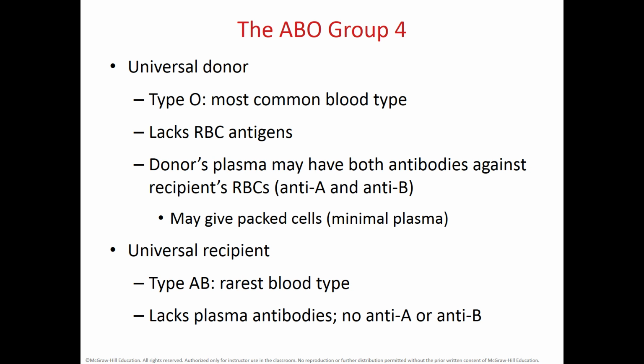Now the universal recipient will be AB positive. This is the rarest type of blood, and in this case the person can receive any type of blood because AB positive will have A antigens, B antigens, and D antigens. And it doesn't have antibodies because it cannot attack its own blood. So it doesn't have anti-A, anti-B, or anti-D.